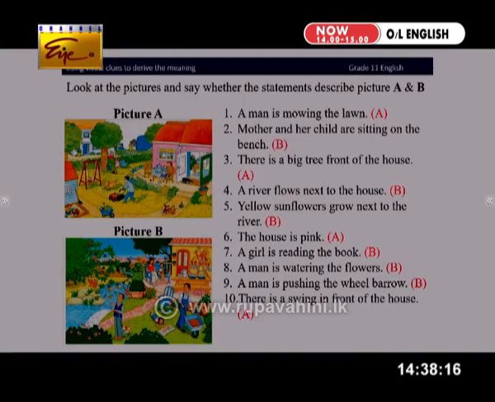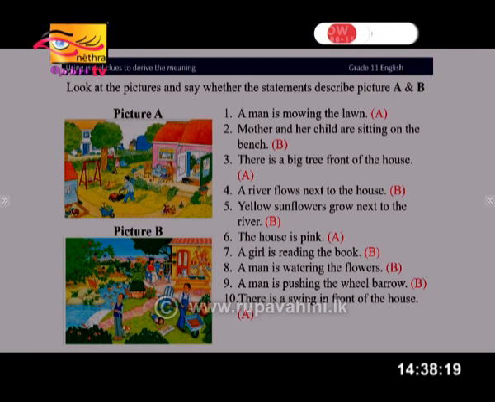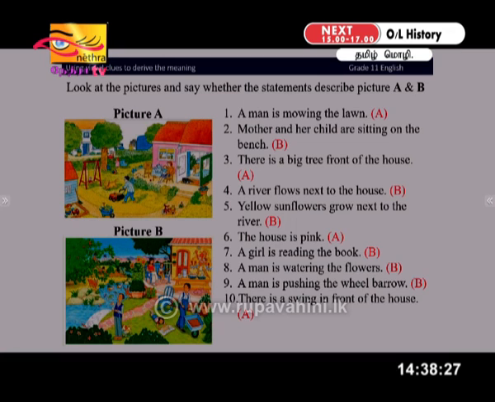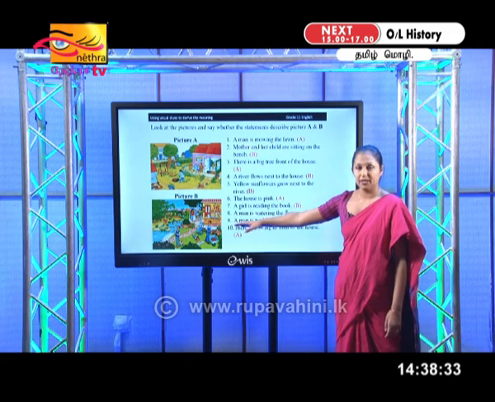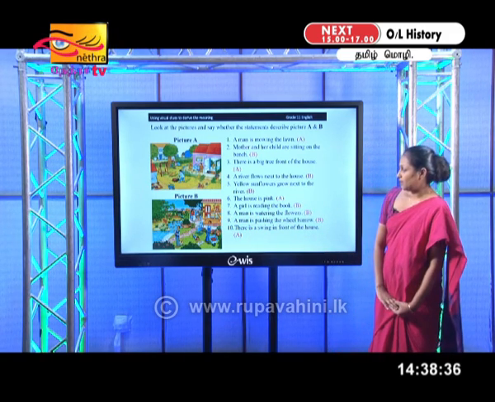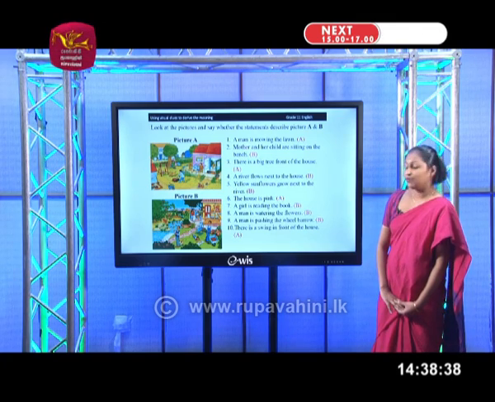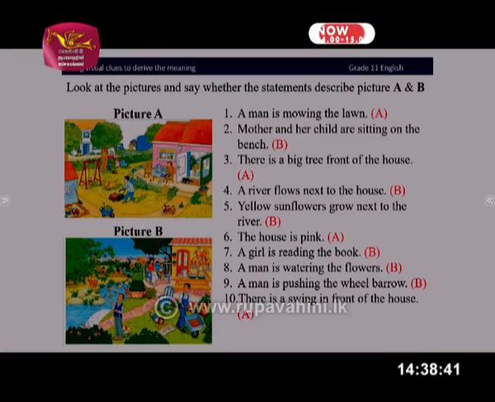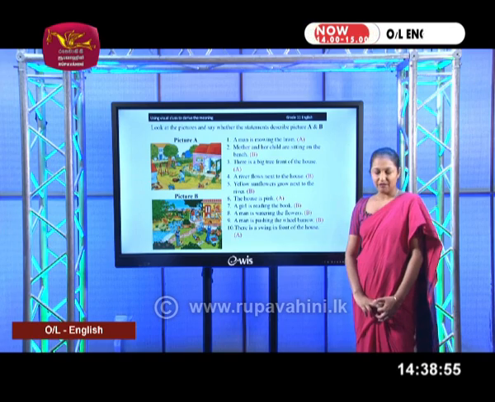6. The house is pink. A. The girl is reading the book. B. The man is watering the flowers. You can see in picture B, there is a man near the flower bushes and he is watering them. 9. A man is pushing the wheelbarrow. Again, it describes picture B. There is a swing in front of the house. You can see a swing in front of the house in the first picture. So the answer is A. I hope you have done the activity properly.